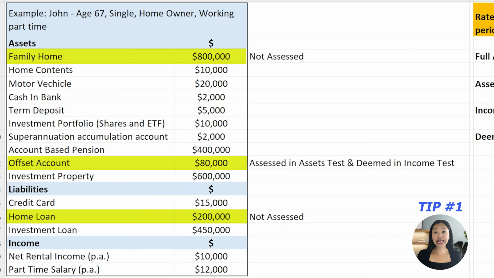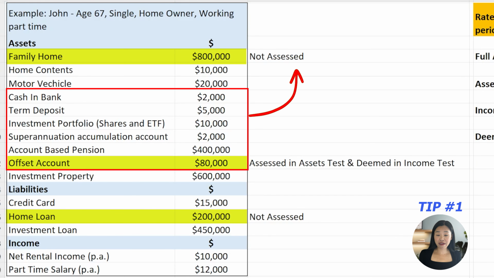Let's pause a moment and think about strategies to boost age pension based on the rules around the principal residence. Since the family home isn't counted as an assessable asset and the home mortgage does not reduce assessable assets, John can consider using his financial assets for home renovations or paying down the mortgage.